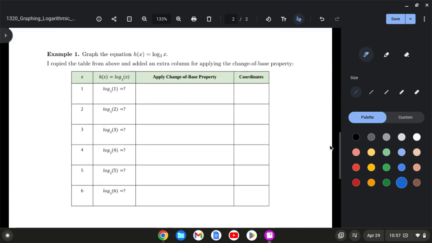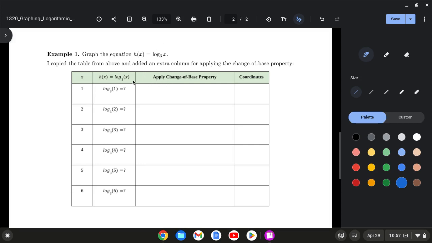So here we're going to graph the equation h of x equals log base 3 of x. All I did here was copy the table from above and add some extra columns, one for applying the change of base property, and the other one to list our final coordinates that we would be using to graph. And we are going to first look at when x equals 1.